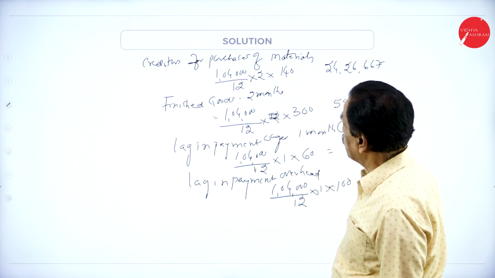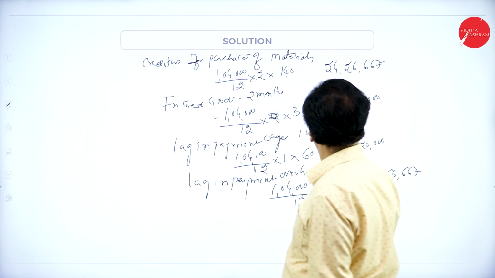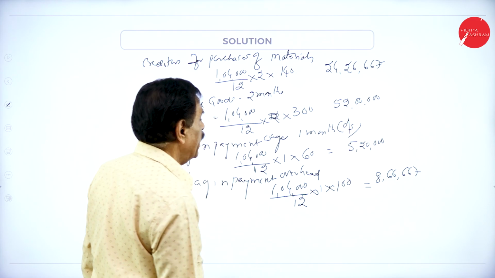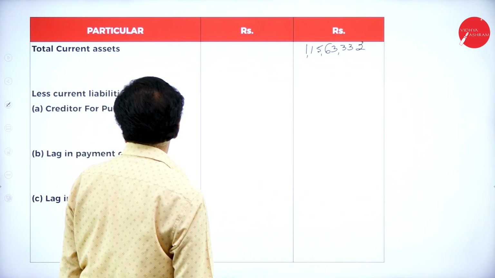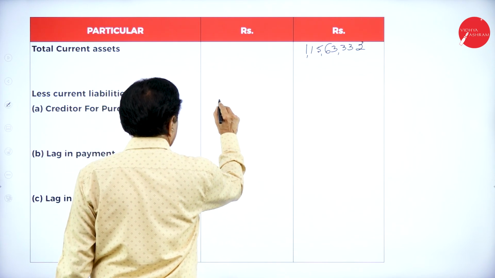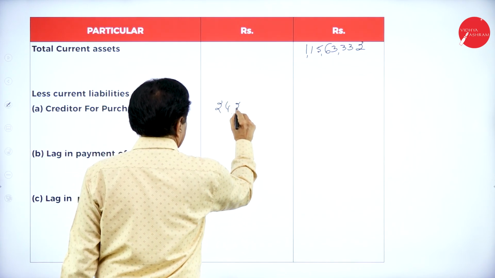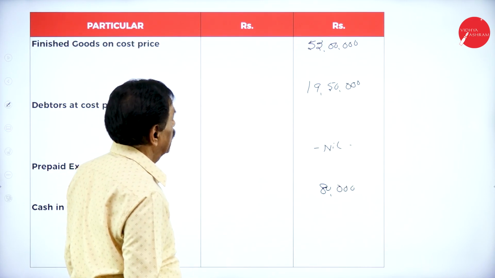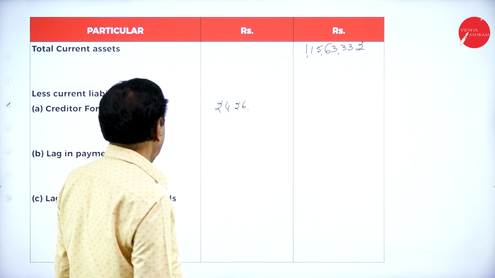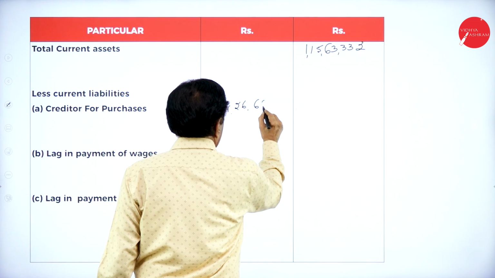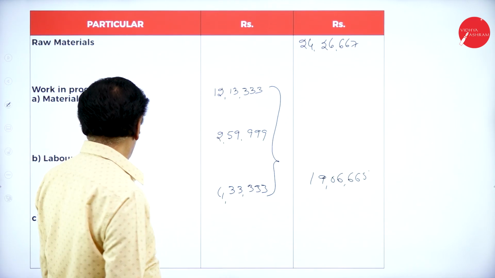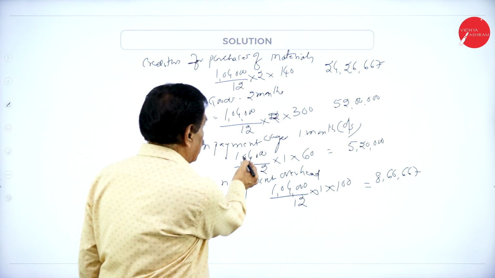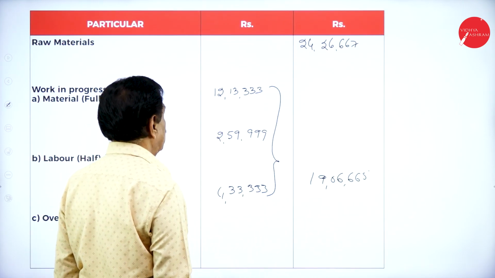Creditor for purchases 24 lakh 26,667. Then lag in payment of wages, working note, 5,20,000.